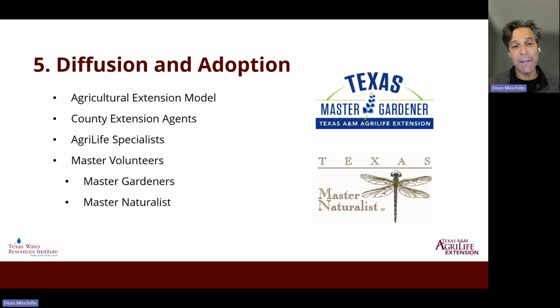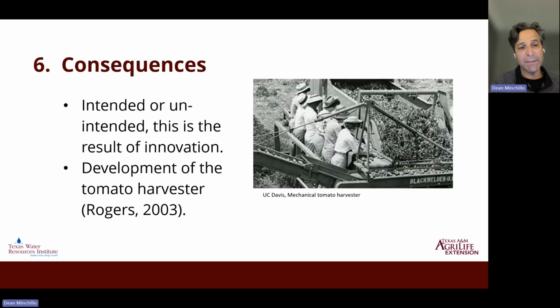And then the diffusion and adoption, this is where we'll focus most of our time. Well, of course, we're focusing our time on a lot of other things right now, but this is where we'll really bring it together. What I want to do is look at the model itself, the agricultural extension model, and then the different groups that are involved in this: the county extension agents, AgriLife specialists, and then the master volunteers, which would be master gardeners and master naturalists. So we'll look at that too. And then, of course, consequences, again from Rogers' book.